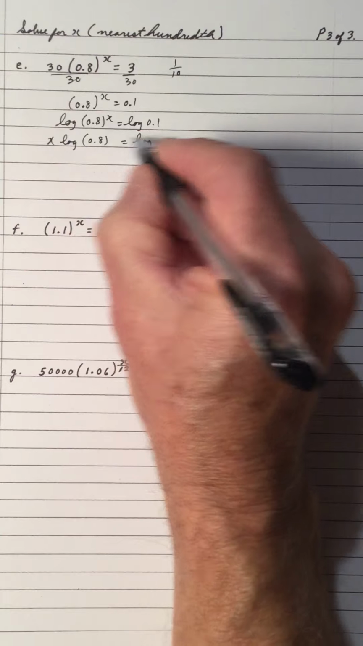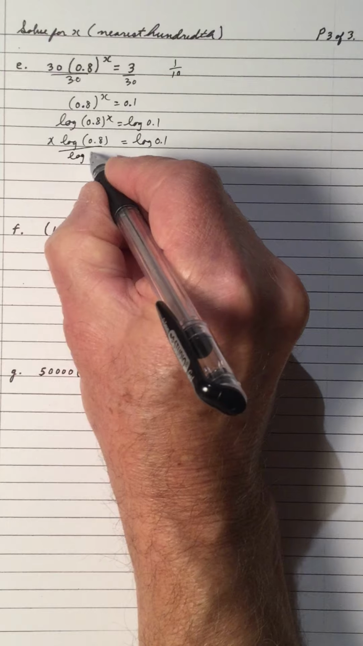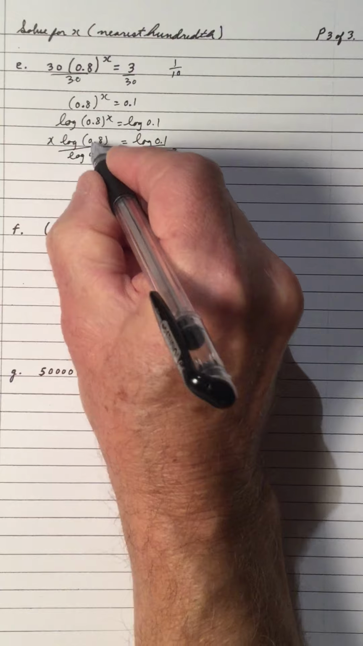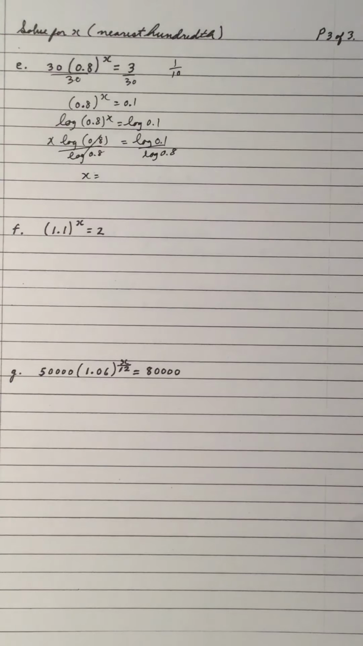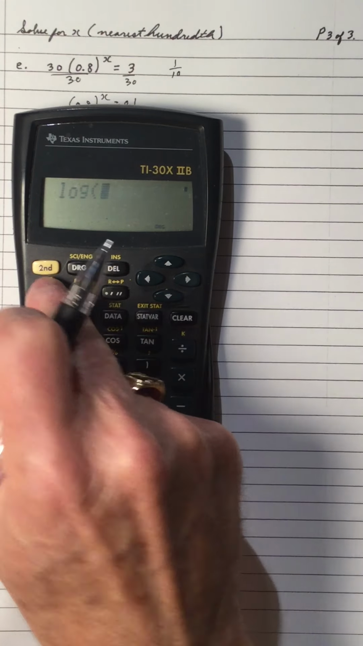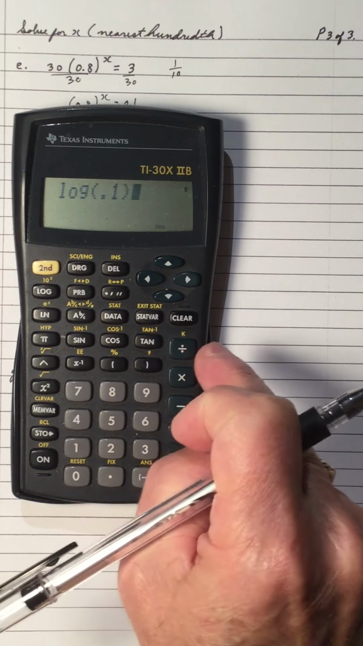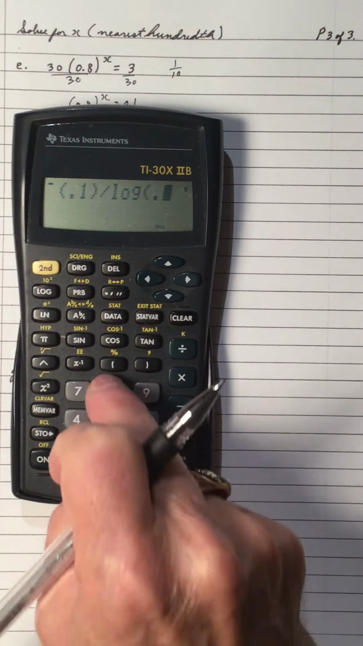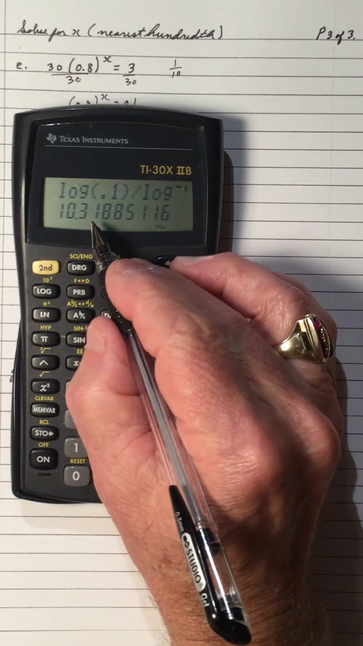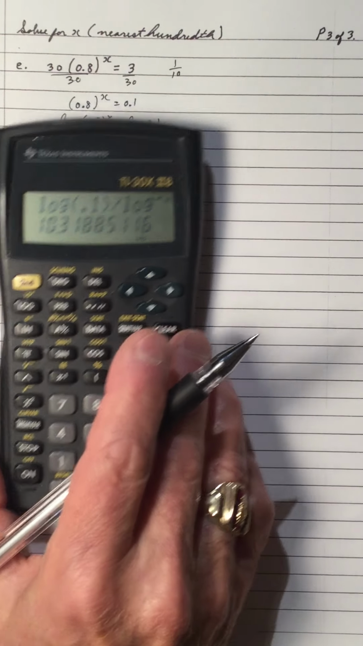And I didn't need this bracket right here, but I just put it in. So we divide by the log of 0.8. So that cancels, so x is equal to the log of 0.1 divided by the log of 0.8. So the log of 0.1, I could put the 0 in there, but not necessary, division, log of 0.8. And I get 10.3, and this is more than 5, so add on 1, so 10.32.